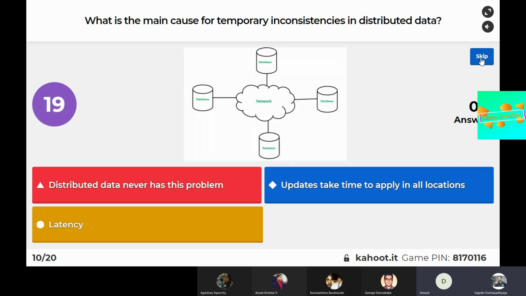What is the main cause for temporary inconsistencies in distributed data? Distributed data never has this problem. Updates take time to apply in all locations. Latency.